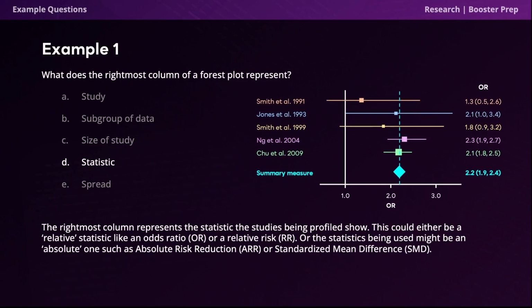So remember that the rightmost column represents the statistic that the studies being profiled show. This could either be a relative statistic, like an odds ratio or relative risk, or the statistics being used might be an absolute one, such as an absolute risk reduction or standardized mean difference.